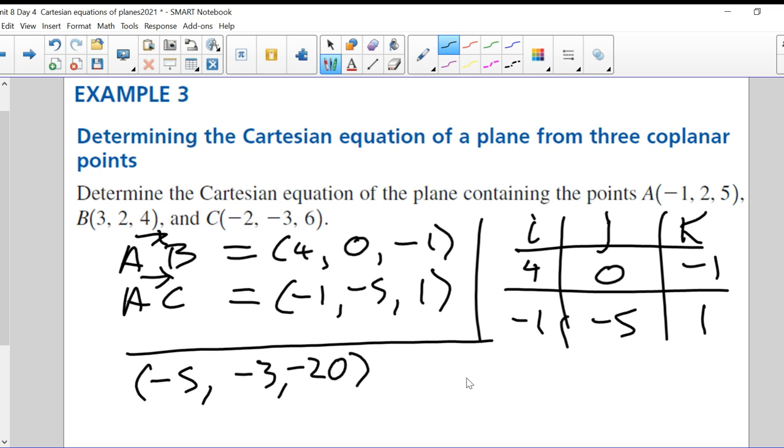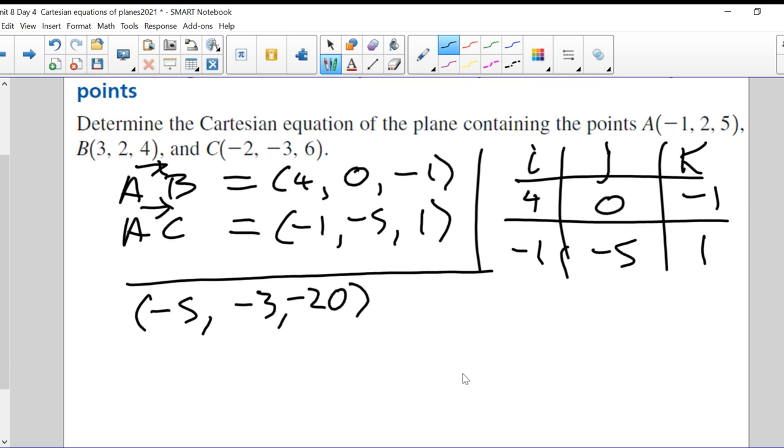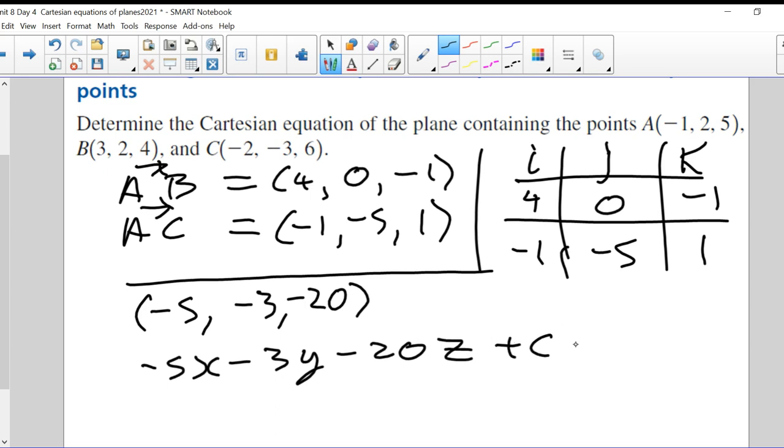Okay, so we're ready to write our equation now because we're more than halfway there. We now have the normal vector. So all we need to do is take one of these points and plug that into the normal vector. Okay, let's get the normal vector starting off with minus 5x minus 3y minus 20z plus c equals 0.